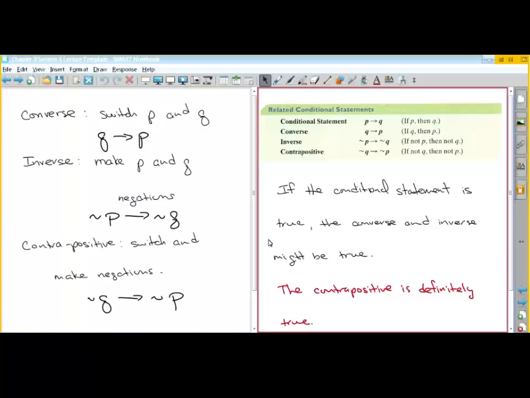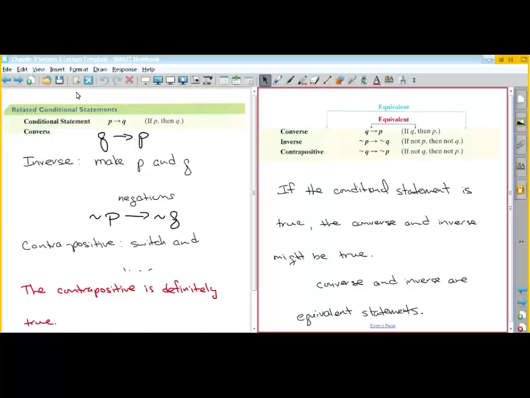Anyway, sometimes you have statements where the converse is true, but you can't guarantee that it's true. The contrapositive is definitely true. If the original conditional statement is true, then the contrapositive is definitely true.